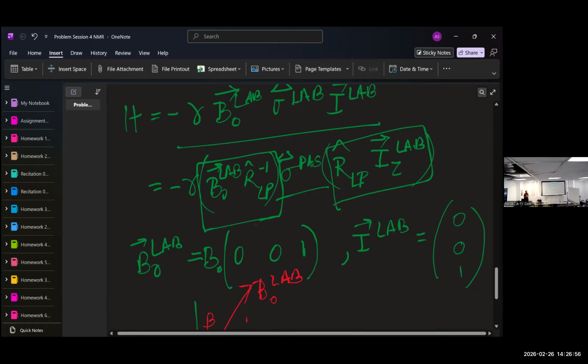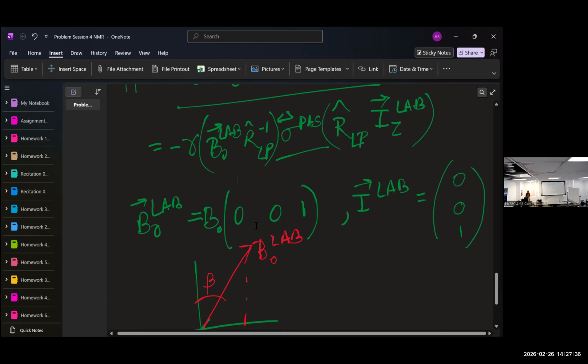Now you could, as was discussed in class, bunch together this R inverse and do a series of 3 by 3 multiplications. And you're doing a unitary transform on the PAS tensor to go into the lab tensor. But I'm going to use an approach that is outlined in the recommended reading, Schmidt-Rohr and Spiess's book, where they actually say, let's rotate the vectors. This is doing an active rotation of the vectors. Bring the vectors into the PAS frame and then calculate the frequency.